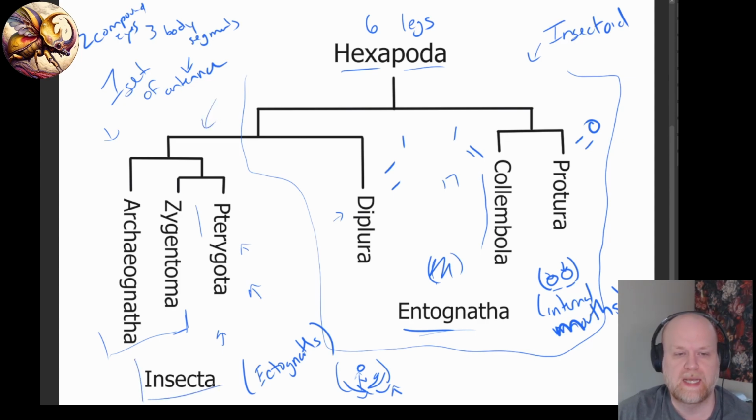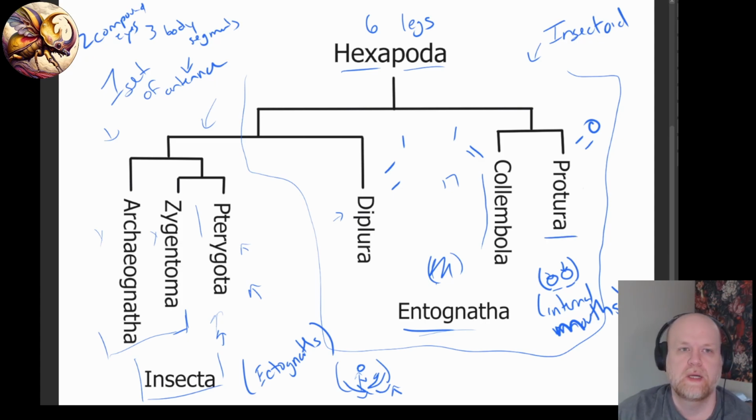So this will be class Insecta, and we will talk about each of these families. We'll talk about the Archaeognatha and the Zygentoma, which are very primitive insects that never go through metamorphosis, and they don't have wings, but you probably have them running around your house. And then we'll spend the rest of our time talking about the Pterygota for the rest of this video series. So with that, let us talk about probably the most primitive of the Entognatha, the Protura.